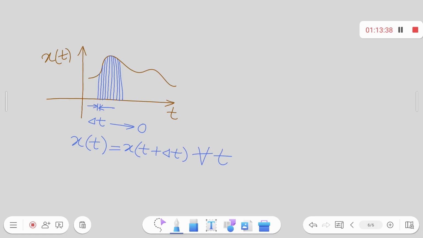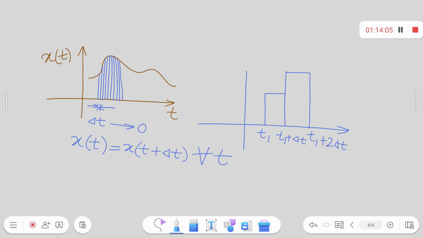Can you get the point? This value is remaining almost constant. So now if I exaggerate this entire thing, how does it look? It is something like that. This is constant. Suppose this is t1, this is t1 plus delta t. Then the next interval is something like that. This is t1 plus 2 delta t. Then the next interval is something like that. This is t1 plus 3 delta t. Basically, I have exaggerated this entire thing so that it looks like almost flat-top samples, something like that.